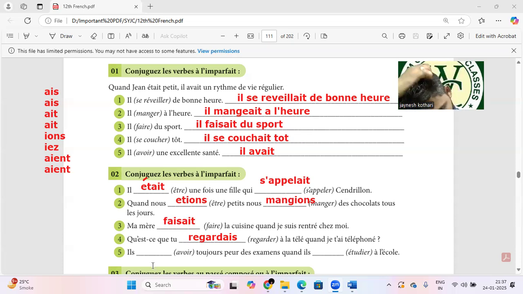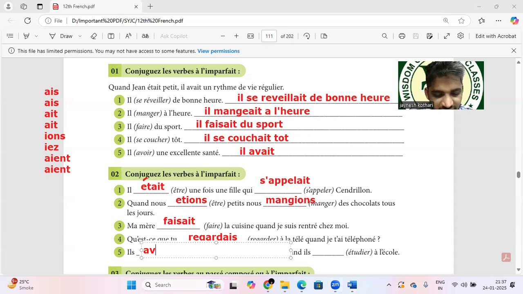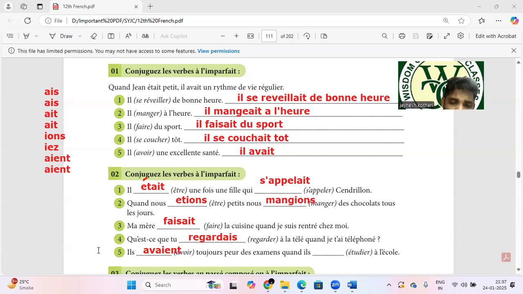And last one is avoir, avaient. They were always afraid of exams when they used to study. Ils avaient peur. When they used to study at school. They were always afraid of exams when they used to study at school.